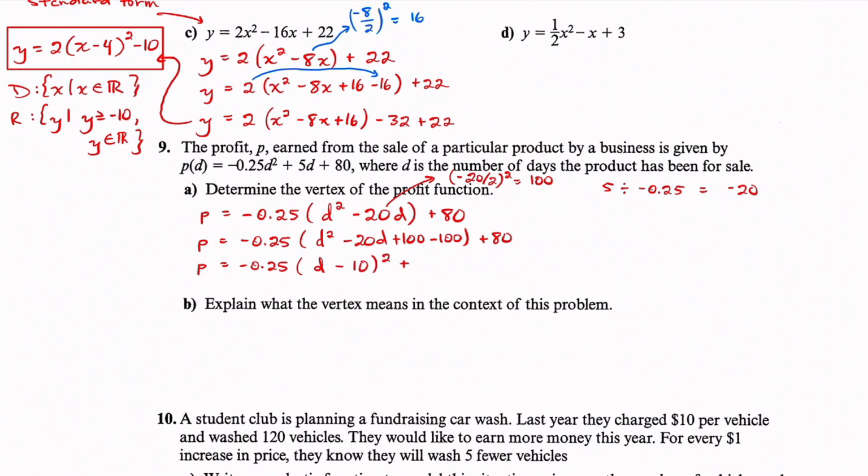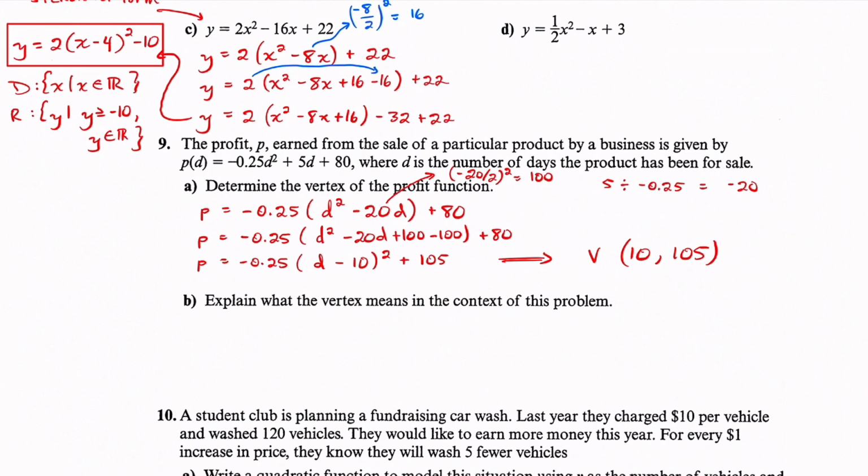And then on the outside, we had the 80 plus, remember we said 25 was going to be coming outside, so it's 80 plus 25. That's going to give me 105. So I can see from this, my vertex is going to be at 10 and 105.